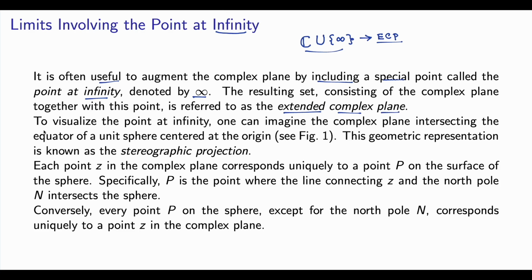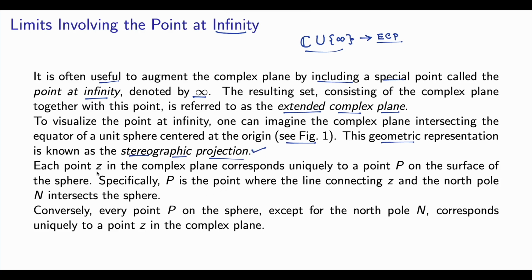Okay. To visualize the point at infinity, one can imagine the complex plane intersecting the equator of a unit sphere centered at the origin. We will see this in figure 1. This geometric representation is known as stereographic projection, right? That is a very special name.